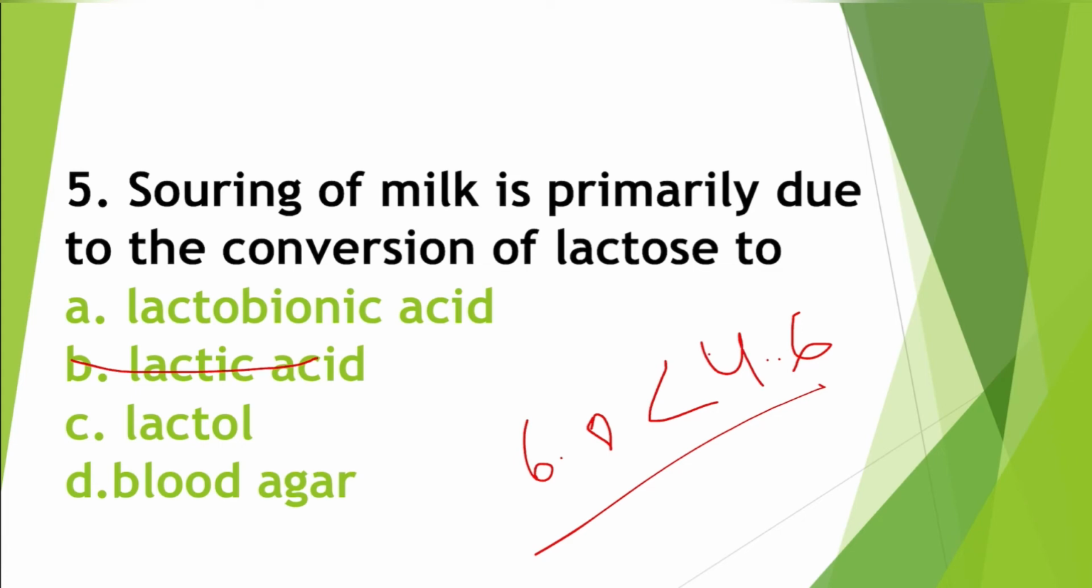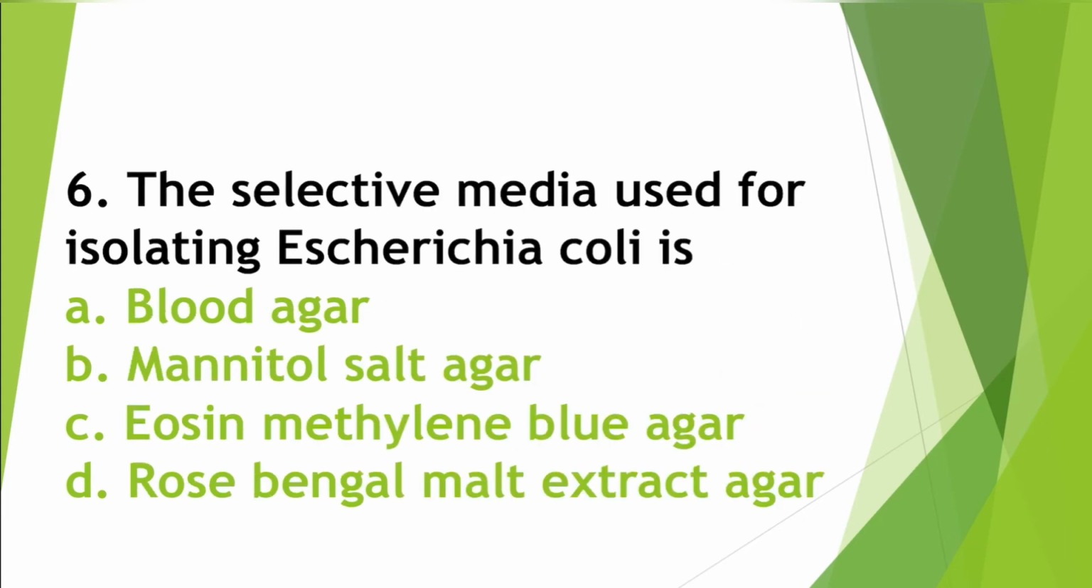Next. The selective media used for isolating Escherichia coli is: the selective media required for the isolation of Escherichia coli is C, eosin methylene blue agar.